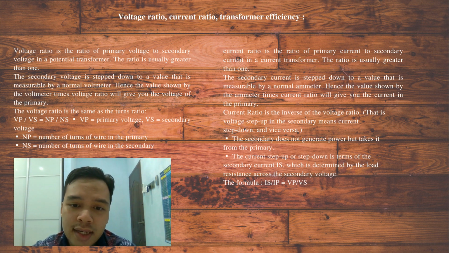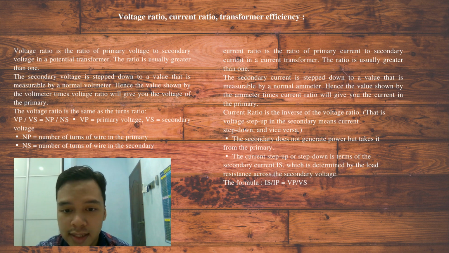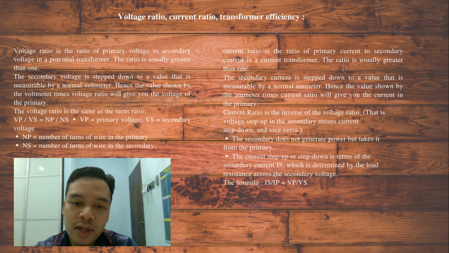So the secondary does not generate power but takes it from the primary. The current step up or step down in terms of the secondary current Is, which is determined by the load resistance across the secondary voltage. The formula is Is divided by Ip equal to Vp divided by Vs.